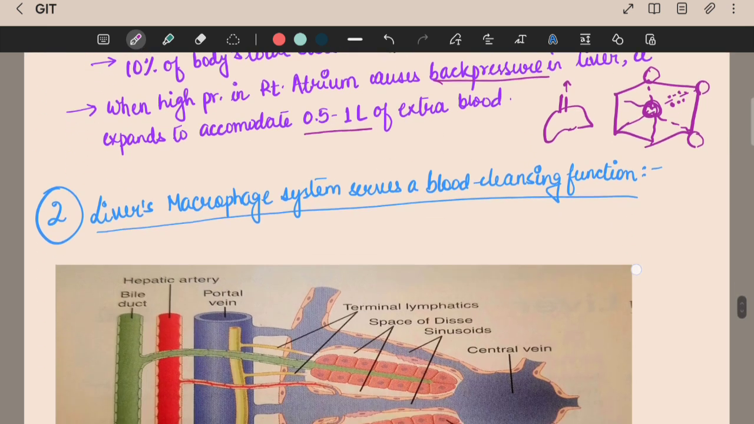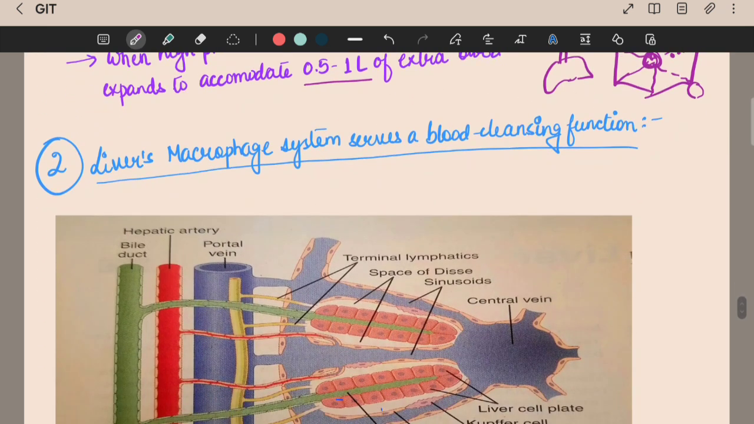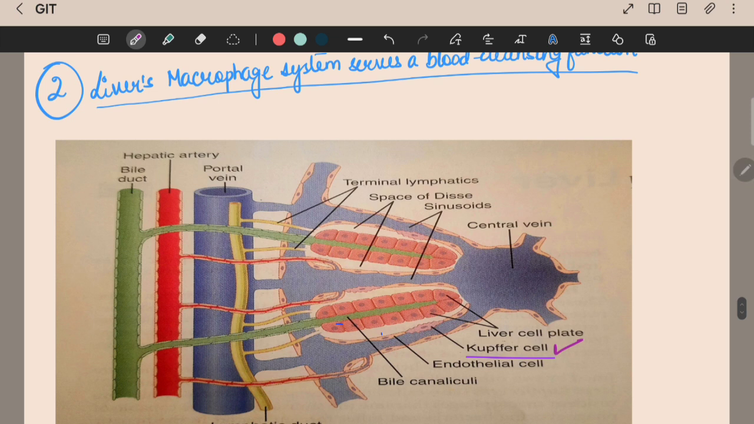Now talking about the macrophage system, the liver has specific macrophage cells called the Kupffer cells. These cells are important. Almost every region has its own specific macrophages, and for our convenience we have named them accordingly. The macrophages in the liver surrounding the liver cells are called the Kupffer cells. Okay, they are large phagocytic macrophages.